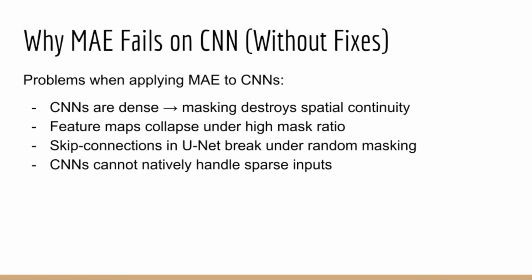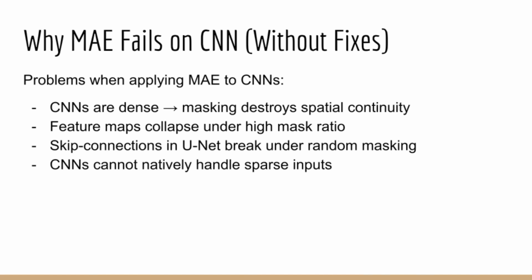However, applying MAE directly to CNNs fails. This is because CNNs are inherently designed for dense inputs, leading to several issues. Like spatial continuity destruction. The high-ratio random masking destroys the spatial continuity expected by CNNs, rendering local convolutions meaningless. And feature collapse. The feature maps quickly collapse under a high mask ratio, failing to extract useful information.